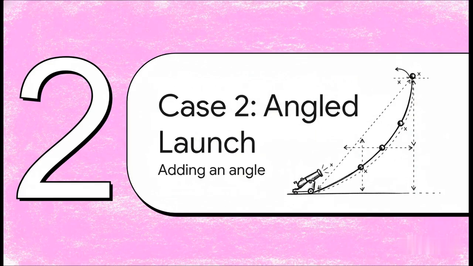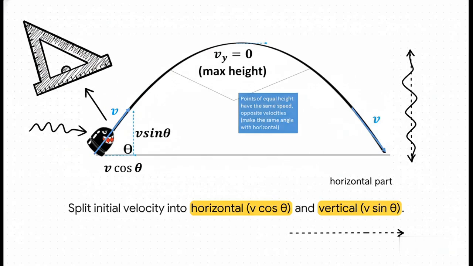Okay, so you got the horizontal launch down. Piece of cake, right? So let's level up. Let's add a little spice. What happens when we launch something at an angle? Now don't panic. The fundamental trick, that big split, is exactly the same. This right here, this is the only new piece of the puzzle.